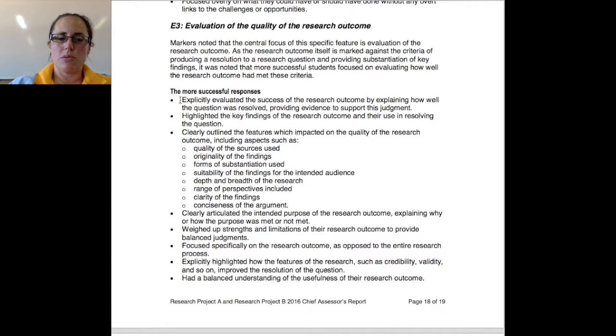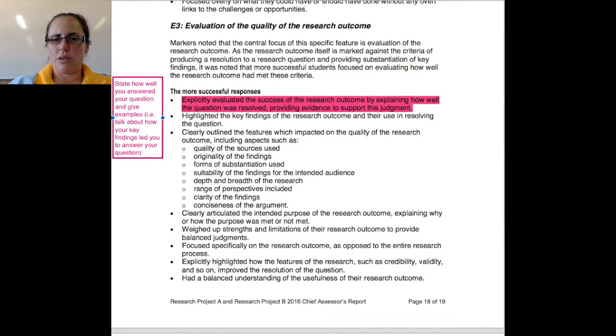So if you look at the Chief Examiners Report that you've got in front of you, that would be really handy. What I want you to understand first of all is that you need to talk about explicitly how successful your outcome was in answering your question. You need to say, was your question resolved? That's probably the first thing that you need to talk about. Did you actually find an answer? And give evidence to tell the person who's marking it how you know that that answer was successful, how you know that answer was valid, how do you know that answer was reliable.